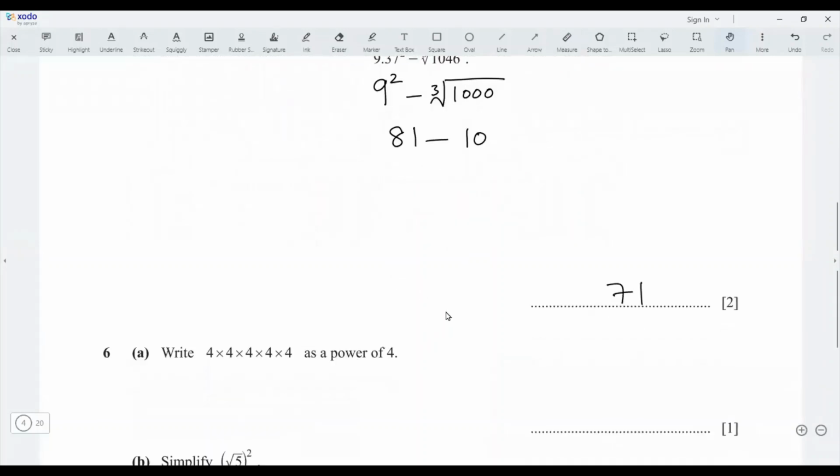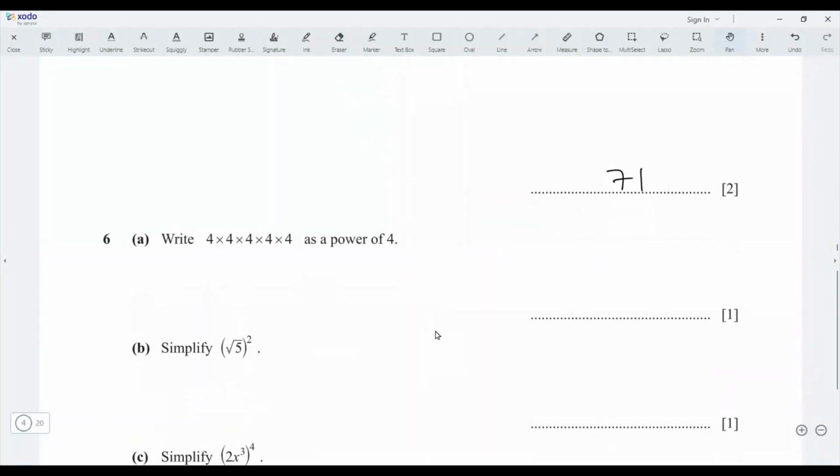So going to the next type, it is of index form. Index notation, we have to write down as a power, meaning we have to write down as an index. How many times is 4 repeating? 4 is repeating 5 times, so we can write 4 raised to the power 5. It is of 1 mark. So if you have written the correct answer, you will get full marks.